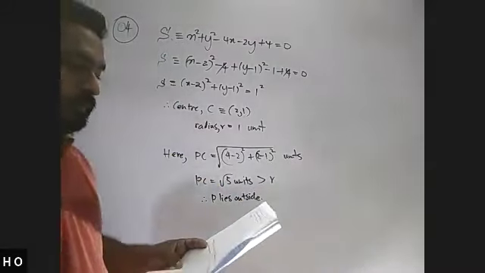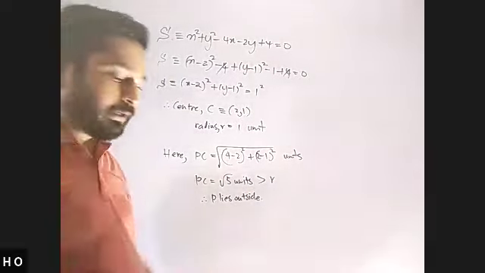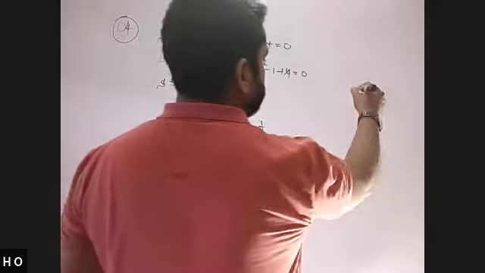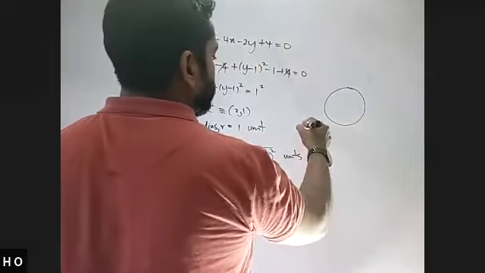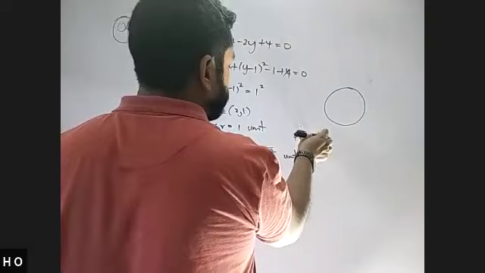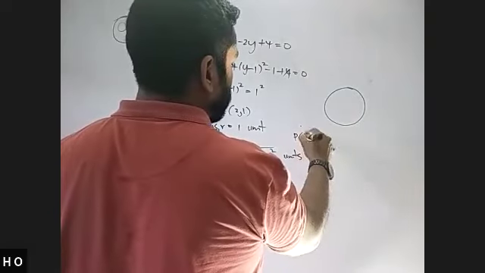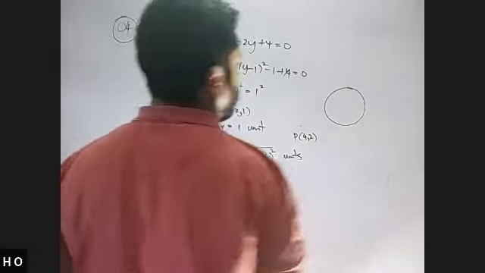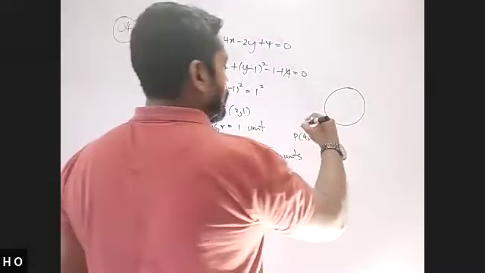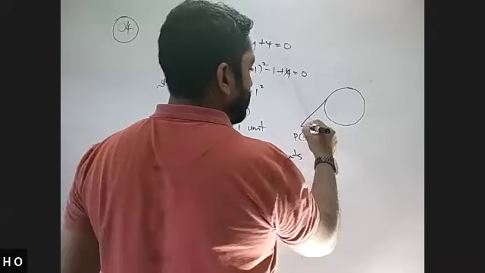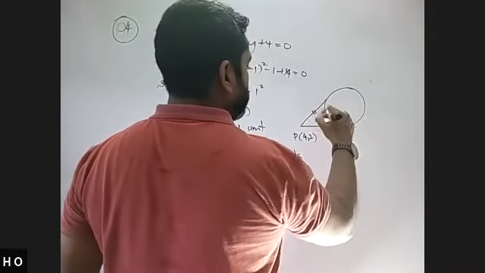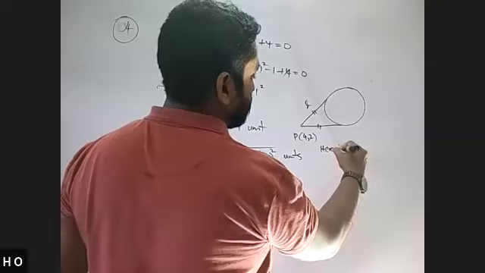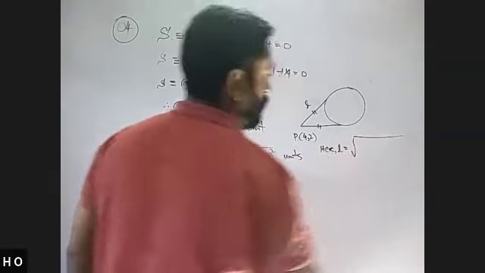The next part: find the length of the tangents from P to S. As we have proven that P is outside, it is a short question. You can directly use the formula. The length of the tangents, you know that both lengths are the same. Let the length be L.